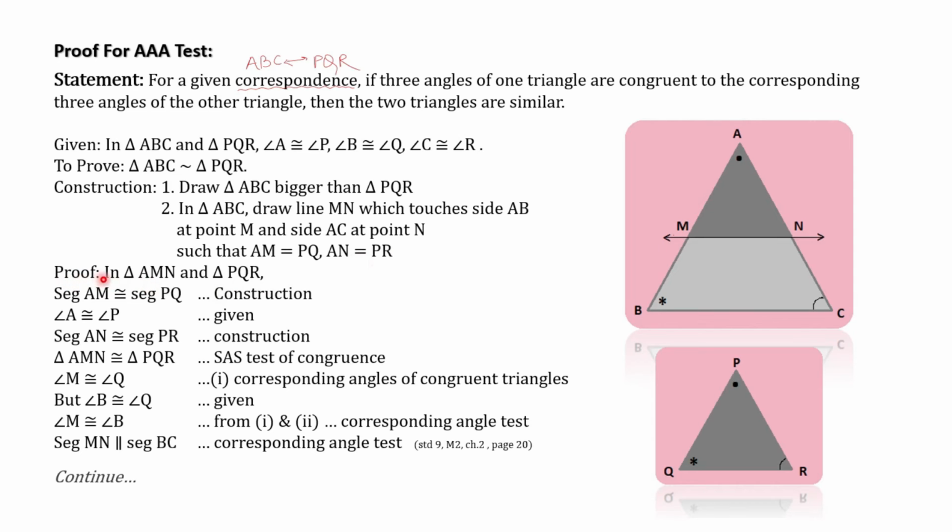Proof: in triangle AMN and triangle PQR, segment AM is congruent to segment PQ, according to the construction. Angle A is congruent to angle P, again given. Segment AN is congruent to segment PR, again the construction. And last is triangle AMN.